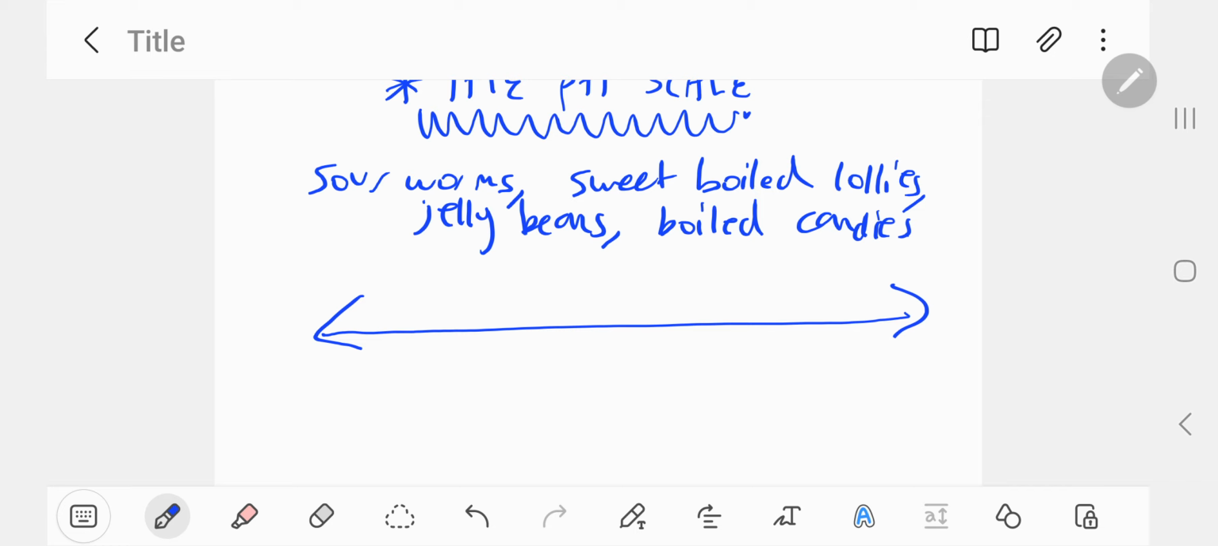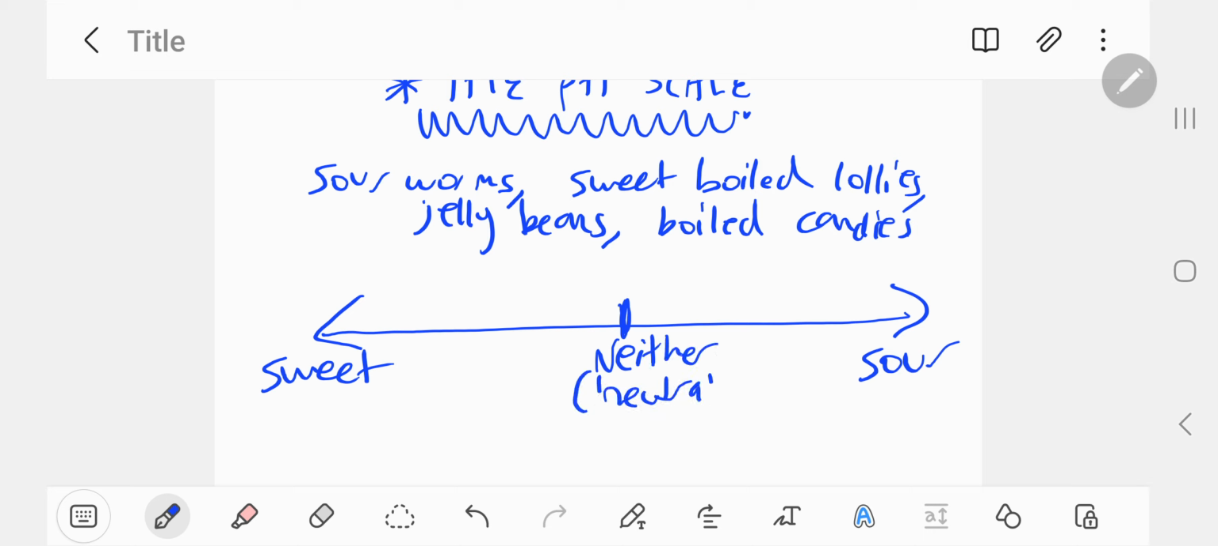So on one end of the line, you've got, let's say, the sweet lollies, and on the opposite side, you've got the sour lollies. And in the middle, you've got neither. Okay, you can also call that neutral. So for example, in this case, you've got the sour worms on the right. Let's put them here. You've got the sweet boiled lollies on the left.